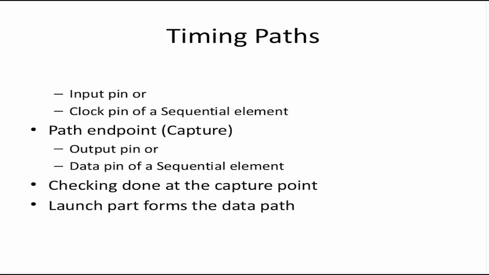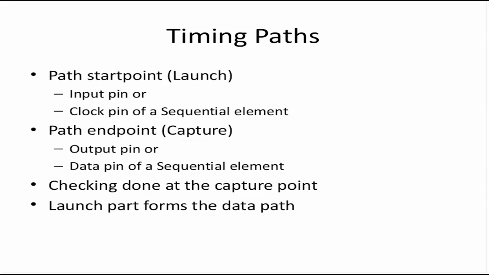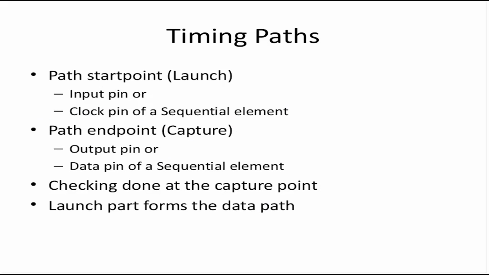There are more than that. The path start point is the launch path. We have seen that the timing report will show this as the launch path. It starts with either an input port or the clock pin of a sequential element. The endpoint, the capture path, can be either an output port or the data pin of a sequential element. So the path is captured here, here, and here. Checking is always on the capture path, and the launch path forms the data path, right?